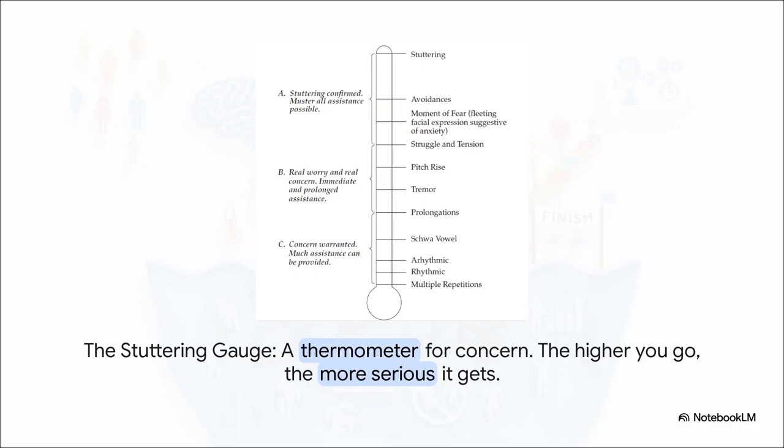I love this way of thinking about it. It's like a thermometer of concern. Down at the bottom, yeah, you've got some simple repetitions. It's something to keep an eye on. But as you move up that gauge, you see things get more serious. The prolongations, the tension, and then at the very top, you get to the fear and the avoidance. The higher you go, the more confident a clinician is that they're dealing with a real fluency disorder.